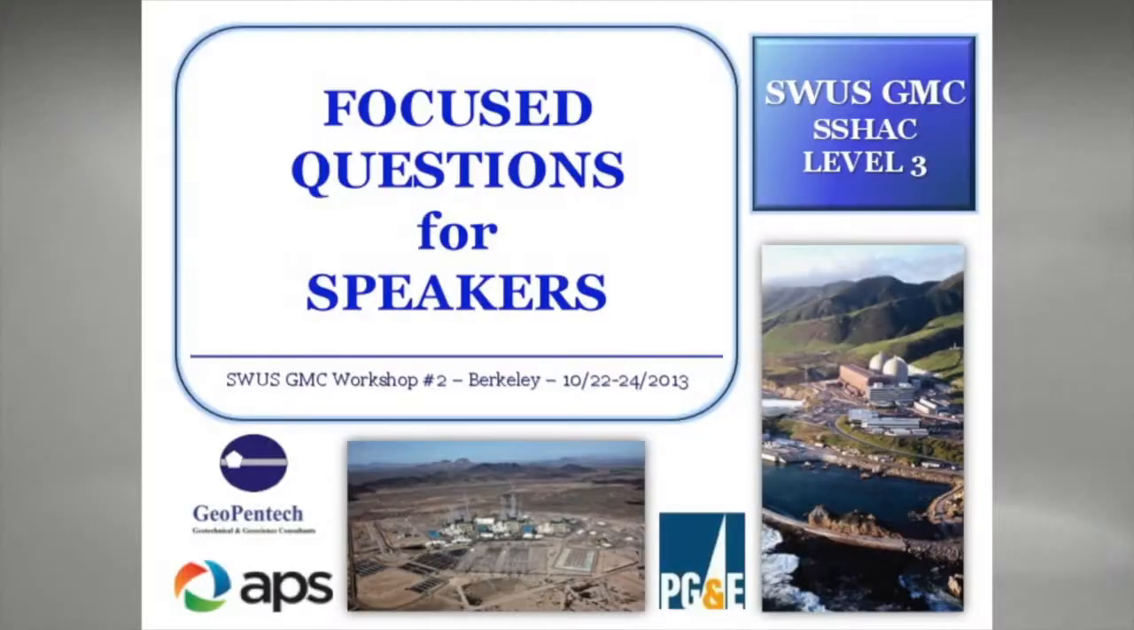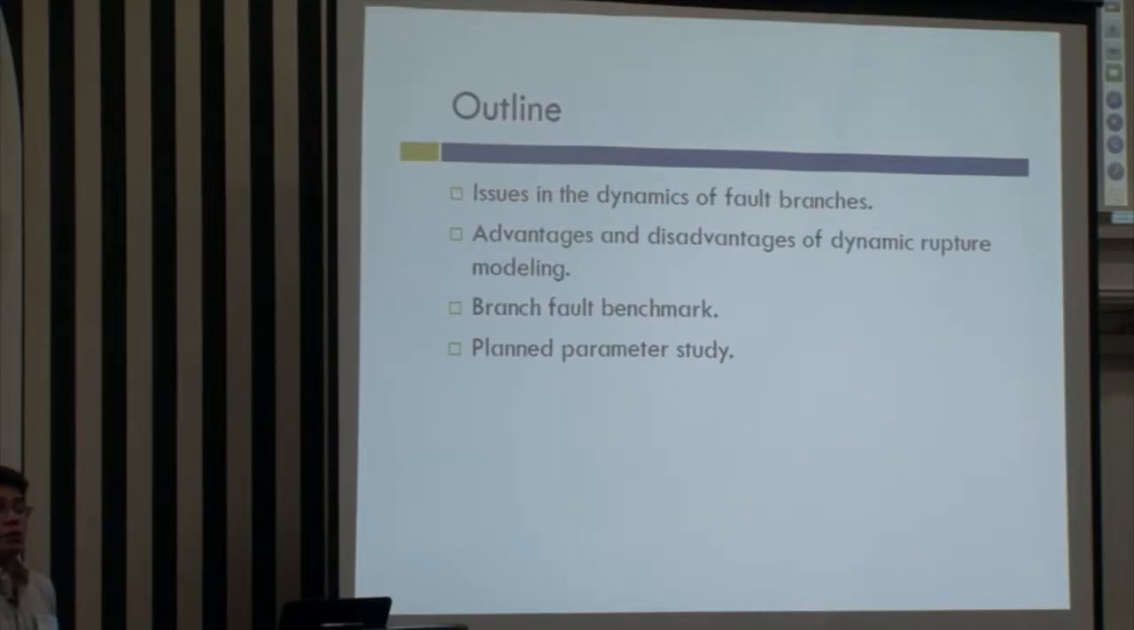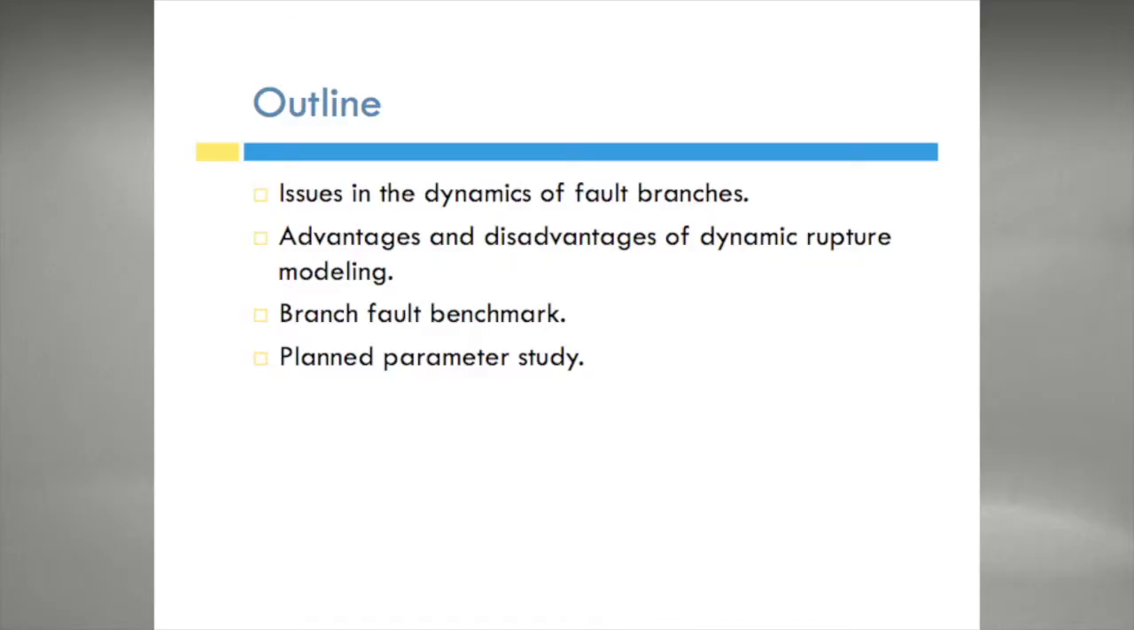So just a brief outline. I'm going to talk about just some issues in the dynamics of fault branch systems, some advantages and disadvantages of using dynamic rupture modeling as opposed to the various other techniques we've discussed at this meeting. I'm going to talk a little bit about the branch fault benchmark that was done for the rupture code validation workshop, because that's going to be the framework for how I'm setting up my models. And then lastly, I'll go back over what I am planning on doing.